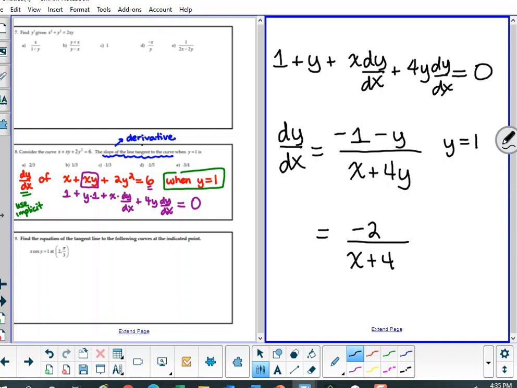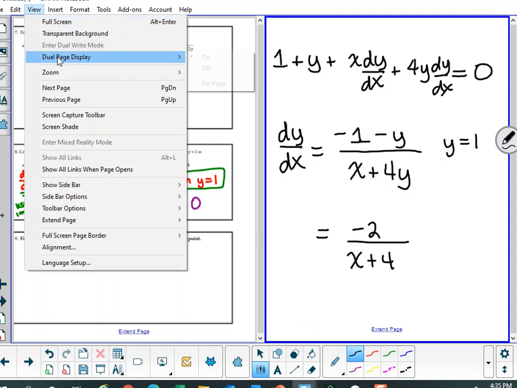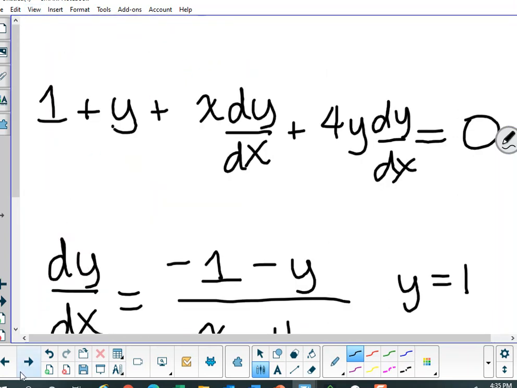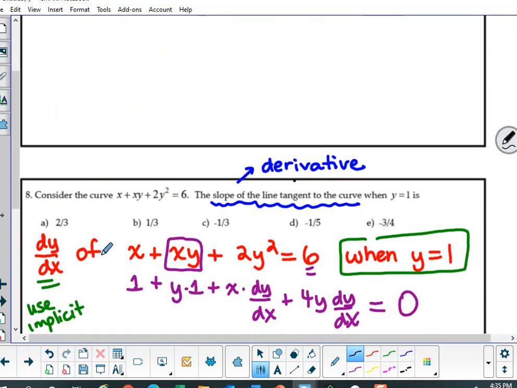My answers clearly, when I go back to just that page, clearly they've plugged an x and a y in. I need the x when y is 1. And you're going to get that from the original curve.